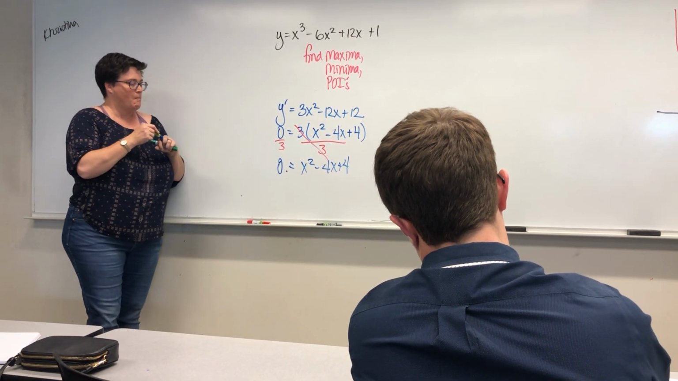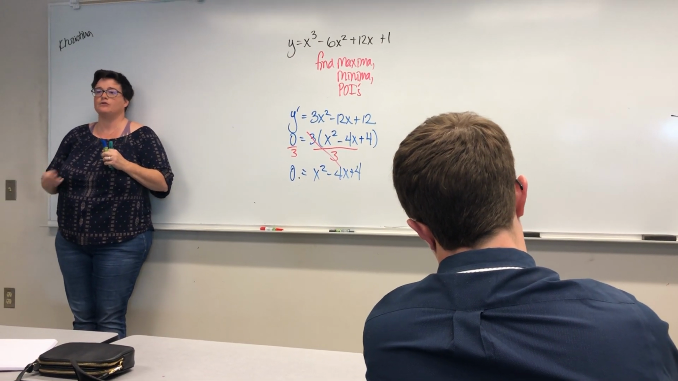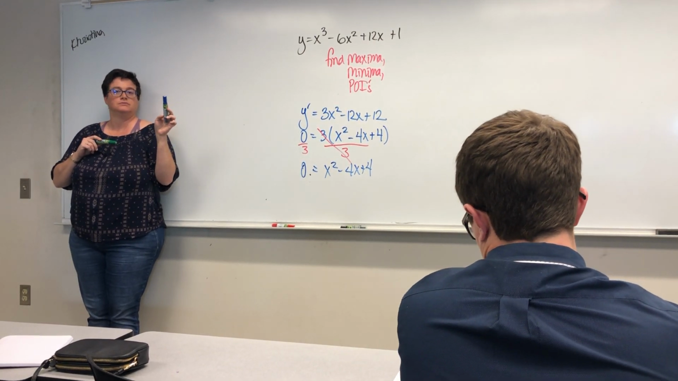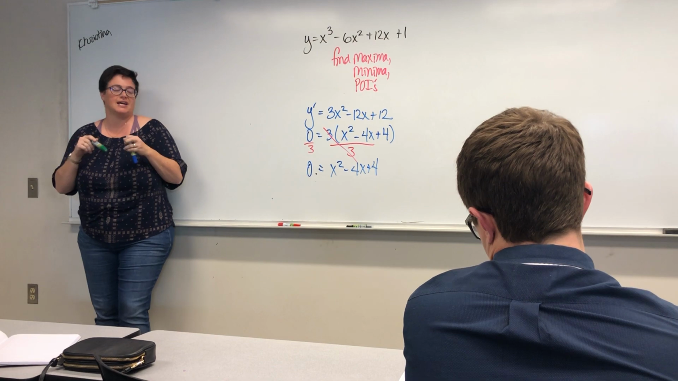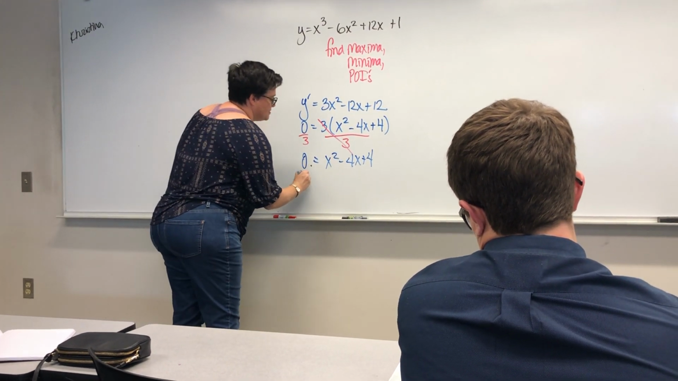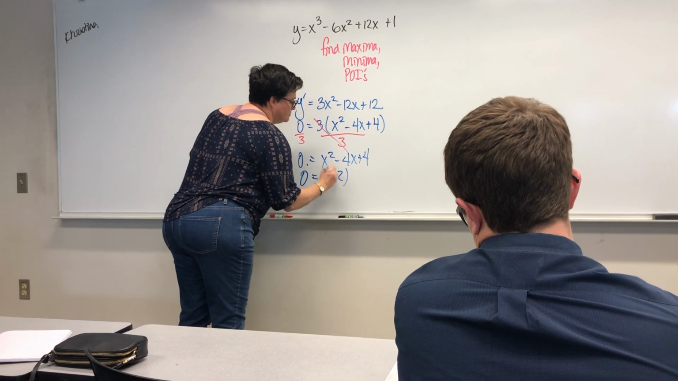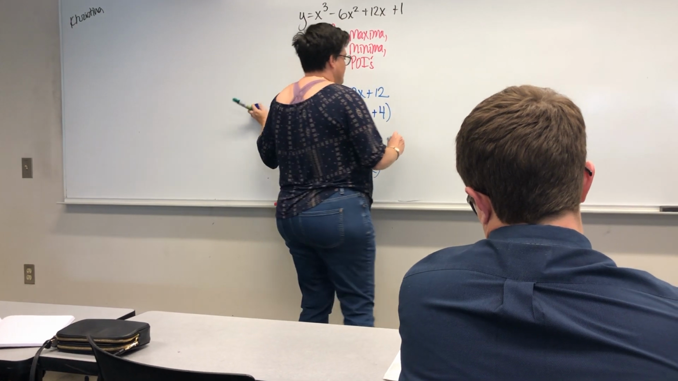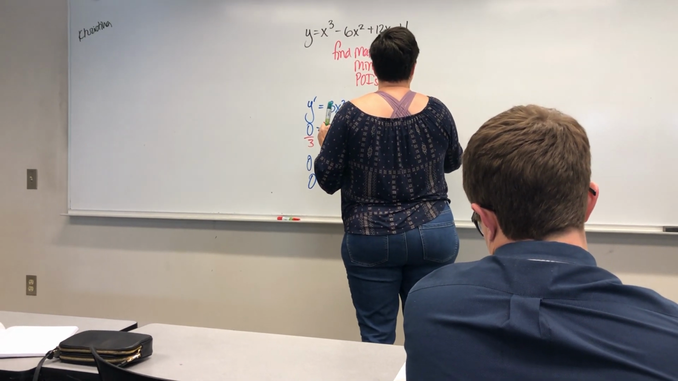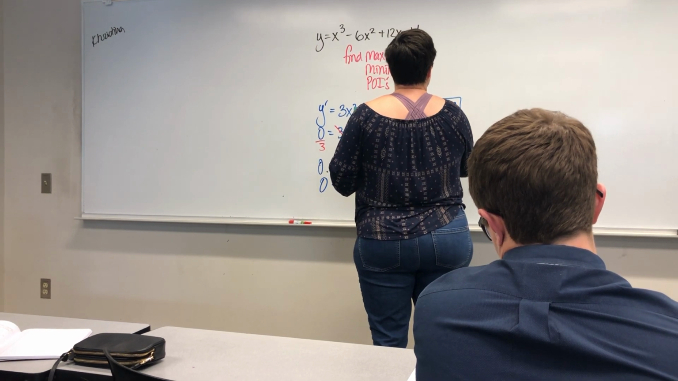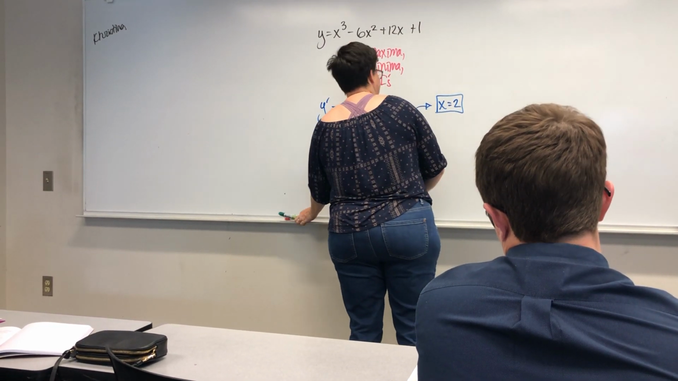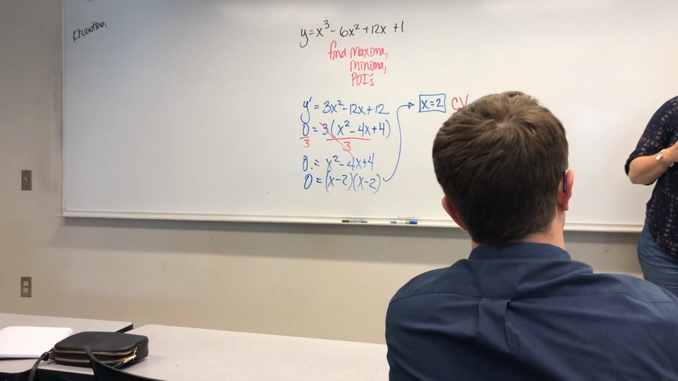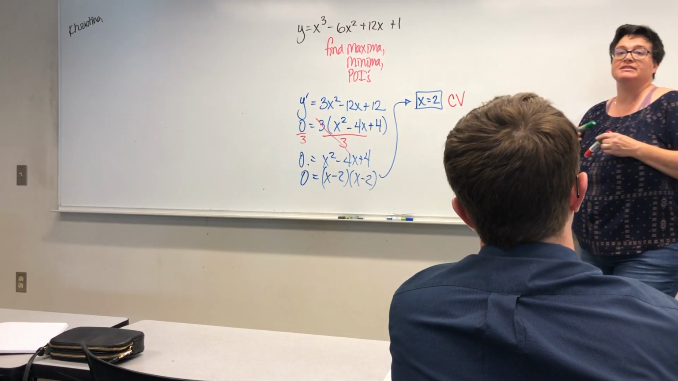Can you guys tell me what multiplies to positive 4 and adds to negative 4? I heard it. Not 2. Negative 2 and negative 2. So 0 equals x minus 2 times x minus 2. So what does x equal? Yeah, x equals 2. So we only have one critical value here, right guys? x equals 2. So far, so good?